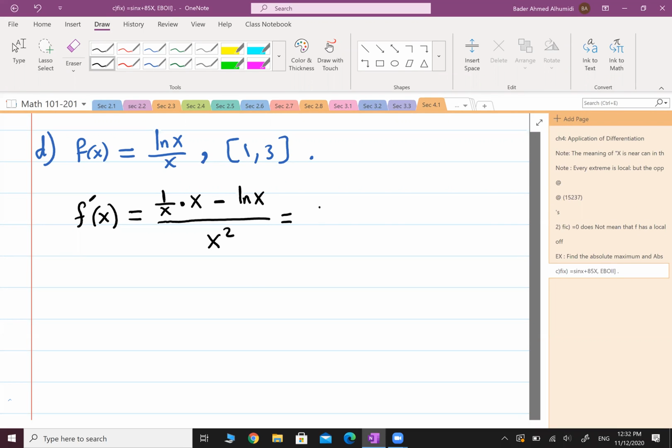Okay, 1 over x times x. Let me repeat this. The derivative of ln x is 1 over x. The derivative of x is equal to 1. Sorry, the times the second one, which is x, minus the first one, which is ln of x, times the derivative of x, which is equal to 1, over the second one squared. Now, if I simplify this, I have 1.